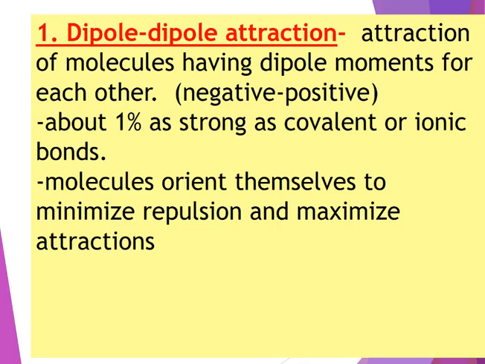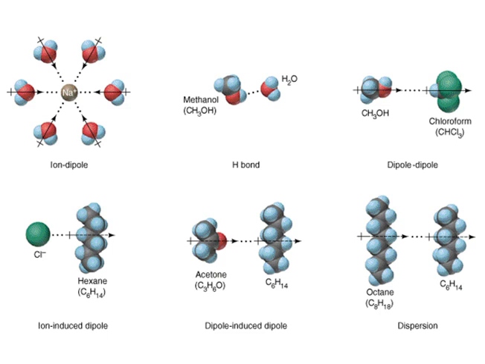So, dipole-dipole attraction, attraction of molecules having dipole moments for each other, a negative to positive, about 1% as strong as a covalent bond. Molecules orient themselves to minimize repulsions, maximize attractions. Now, I want to show you a slide about the different types of attractions that can happen when you mix things together, just so you've seen them.